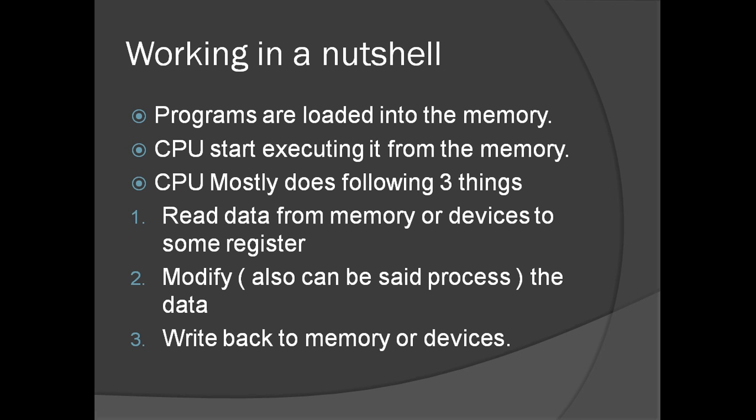So let's see the working in a nutshell. Programs are loaded into the main memory. The CPU starts executing them from the memory. The CPU mostly does the following three things: read data from memory or devices into some register, modify or process that data, and write that data back to the memory or devices. Practically everything we see in a computer is one of these three things.